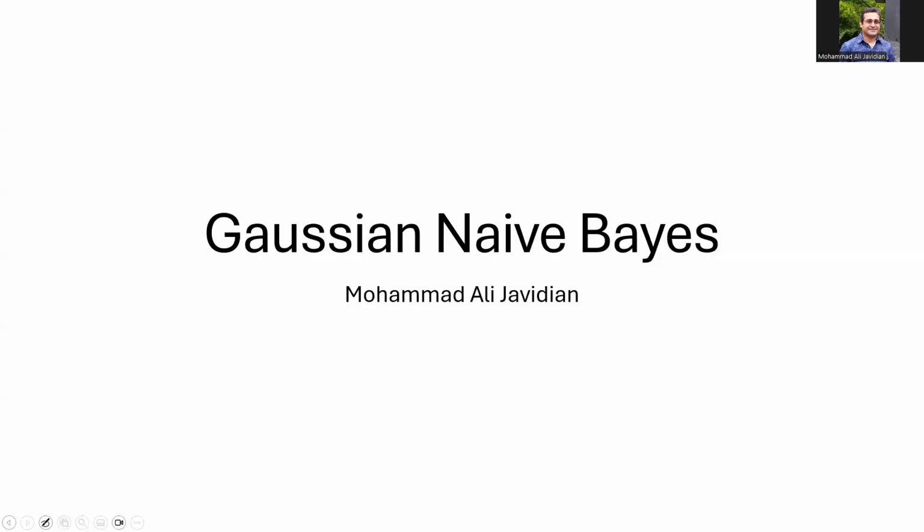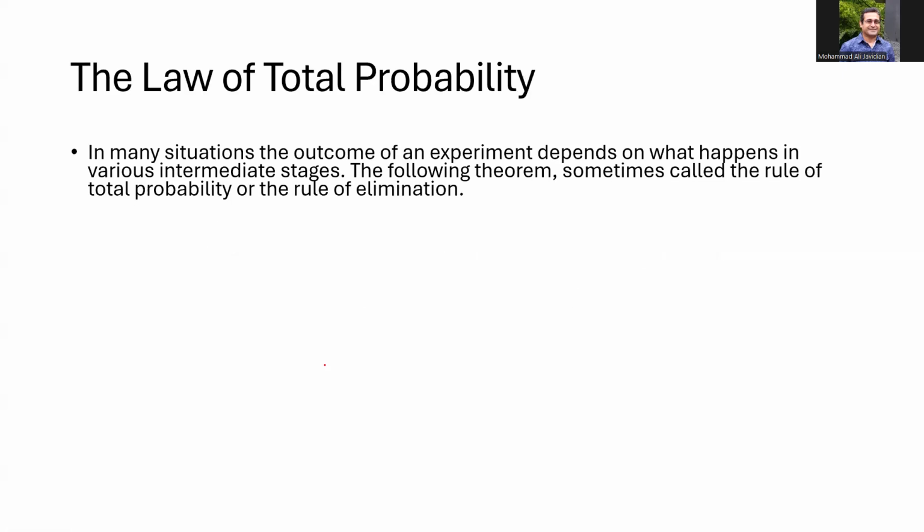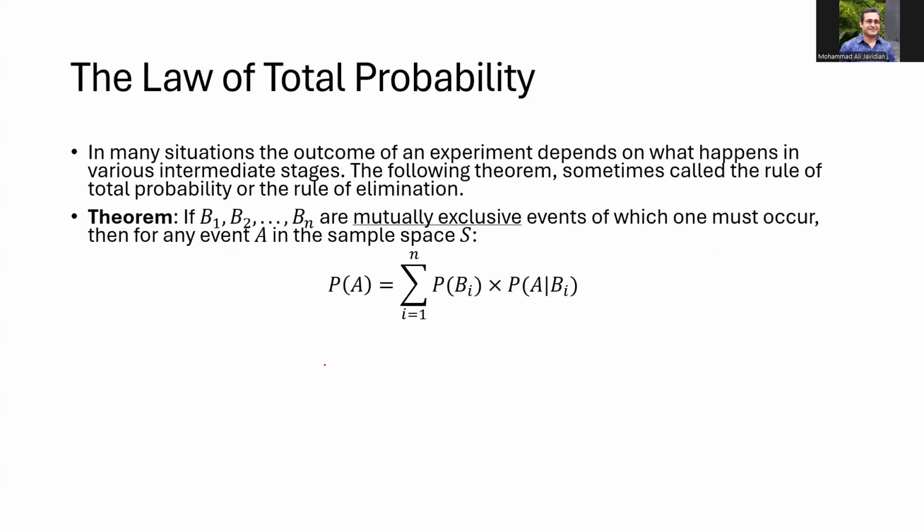rule, which is one of the famous, well-known probability rules that most likely you learned from the stat course. So I'm going to review the Bayes rule, but before explaining the Bayes rule, I'm going to start with the law of total probability, or the rule of elimination, which is a simple rule. And this is the formula and the theorem for the law of total probability.